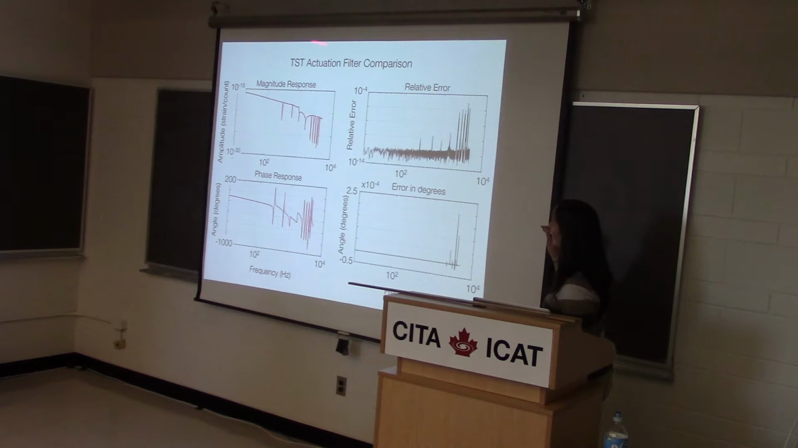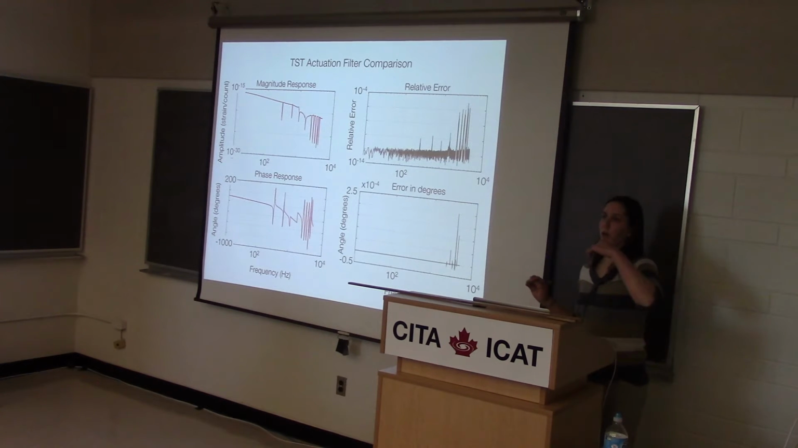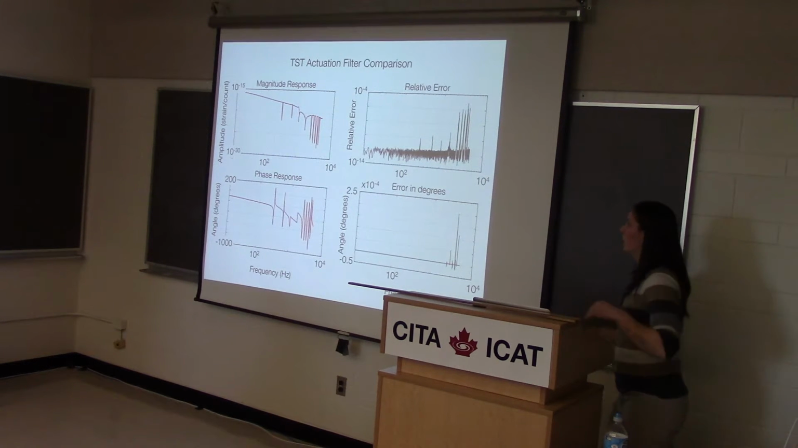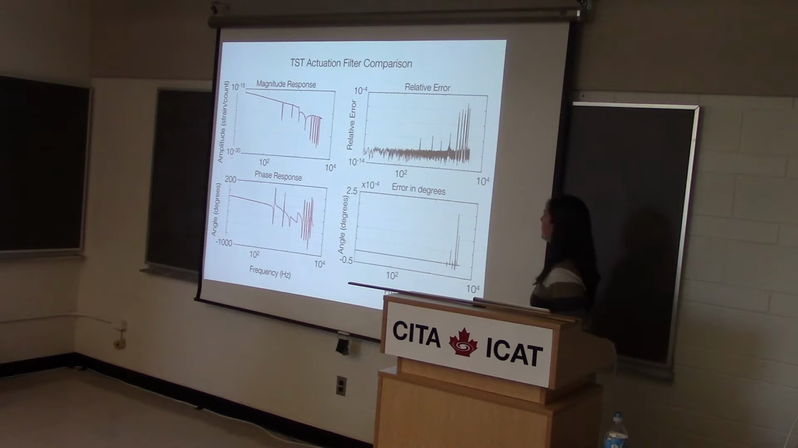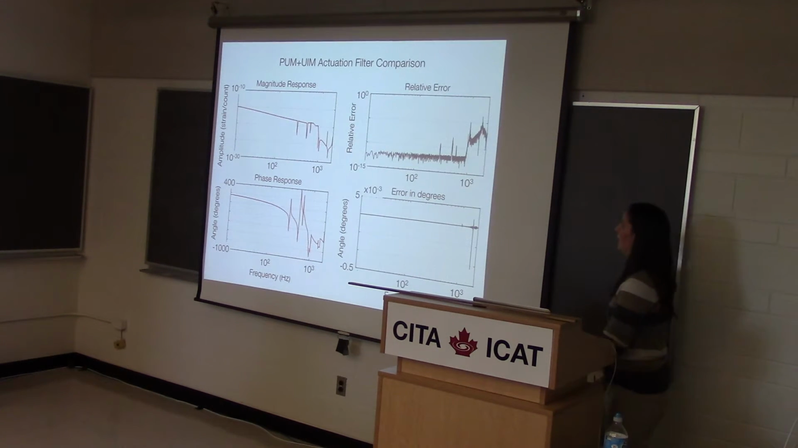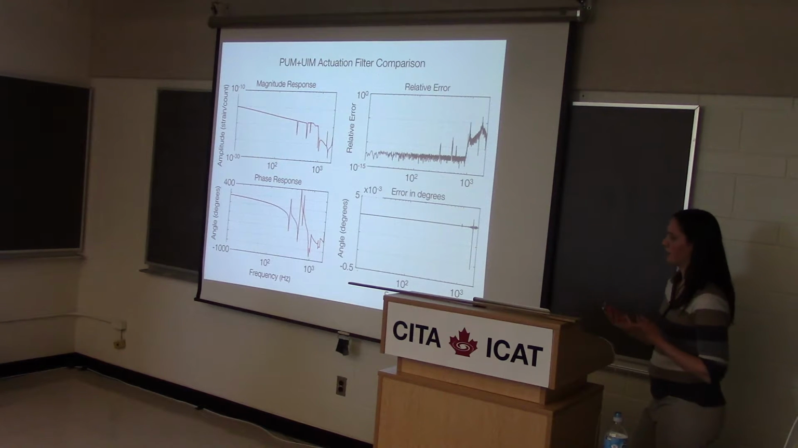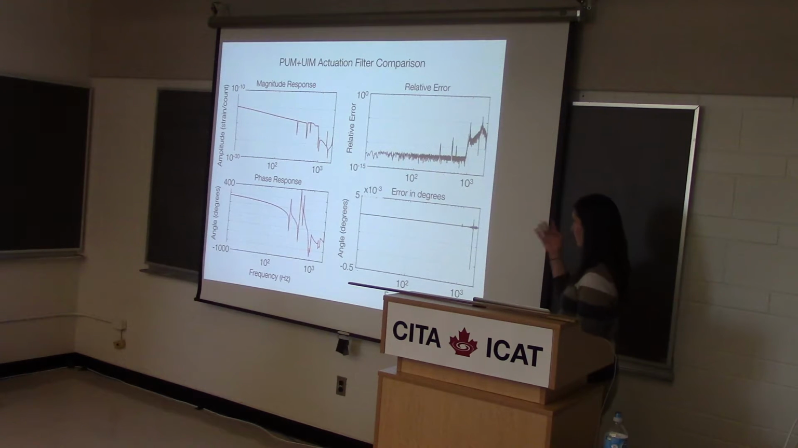So this is the TST stage of the actuation. In magnitude, we've got relative errors between, we'll call it true model answer over FIR filter, that are below 10 to the minus 4 across the band. And then the phase response is less than a degree in error. And then the PUM plus UIM actuation filter, which we combine together, is also in very, very good agreement.